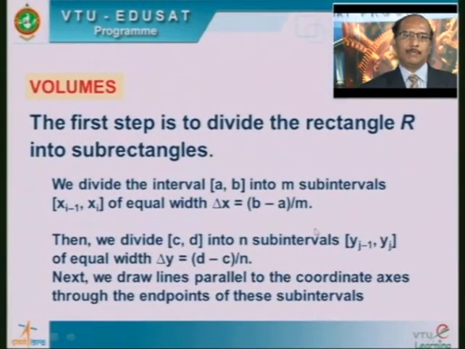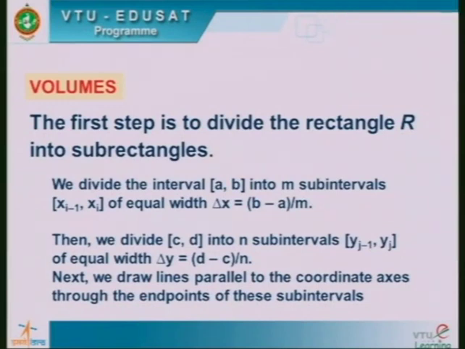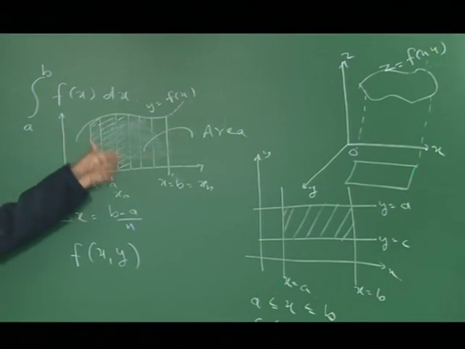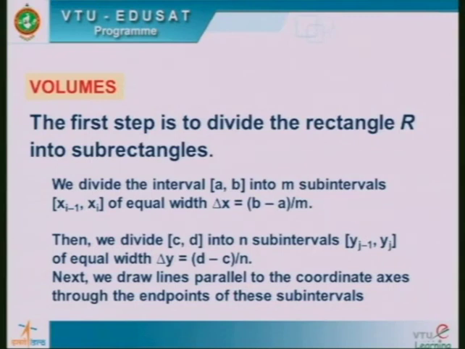Now the first step is how we divided for the definite integral: the number of divisions over the interval AB. In that way, first we divide the rectangular region into sub-rectangles. In the first integral, the definite integral, we divided the area into a number of sub-areas. Now the region is a rectangular region. We divide the rectangle R into sub-rectangles.